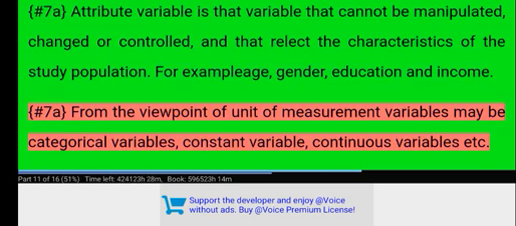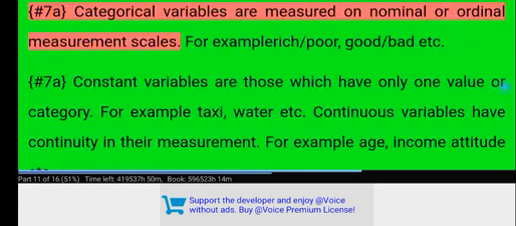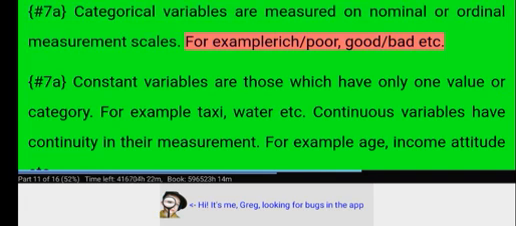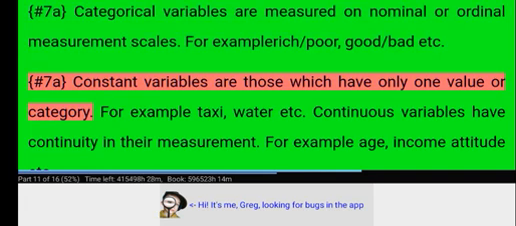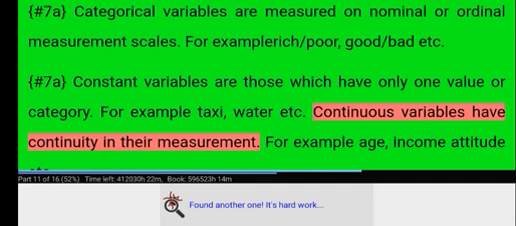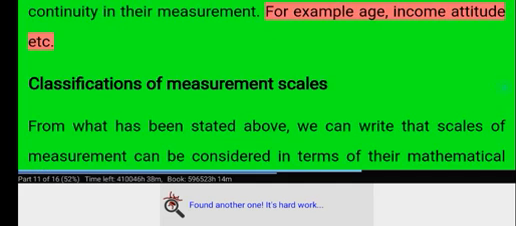Number 7a. From the viewpoint of unit of measurement, variables may be categorical variables, constant variables, continuous variables, etc. Number 7a. Categorical variables are measured on nominal or ordinal measurement scales. For example, rich, poor, good, bad, etc. Number 7a. Constant variables are those which have only one value or category. For example, taxi, water, etc. Continuous variables have continuity in their measurement. For example, age, income, attitude, etc.